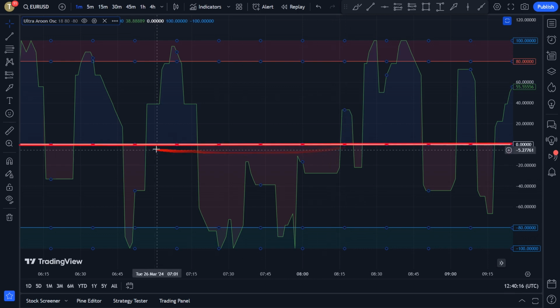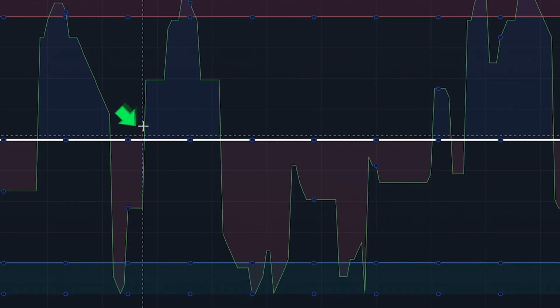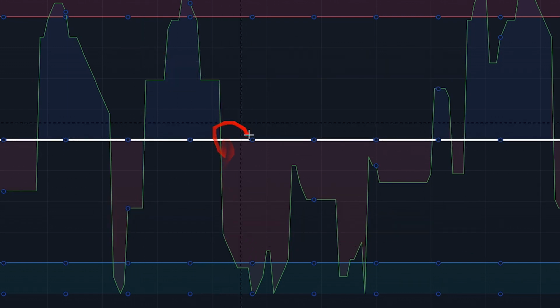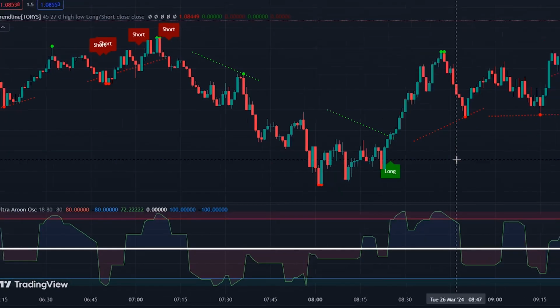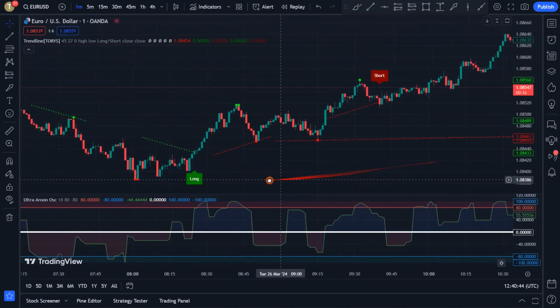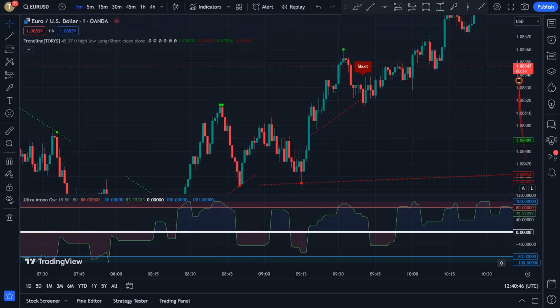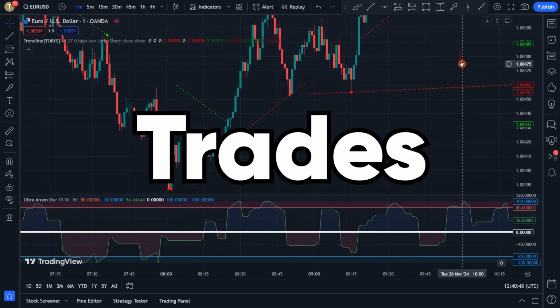Whenever the line of this indicator crosses the midline upwards, it generates a buy signal for us, and whenever it crosses downwards, it generates a sell signal. Now that I have provided explanations for 2 indicators, let me tell you how to enter trades.